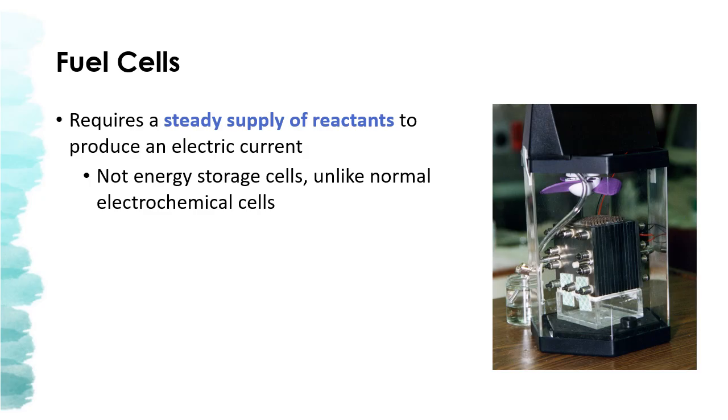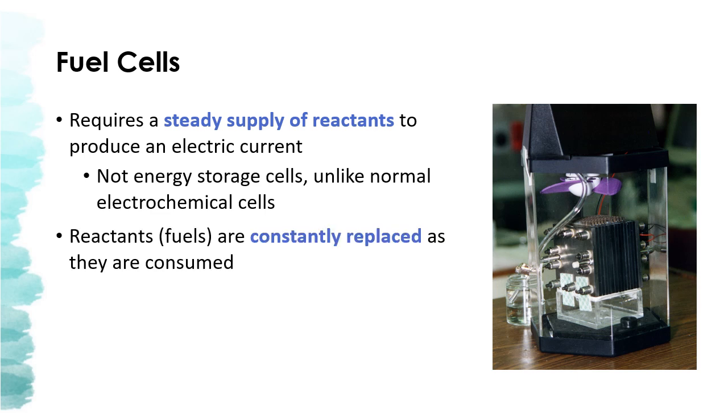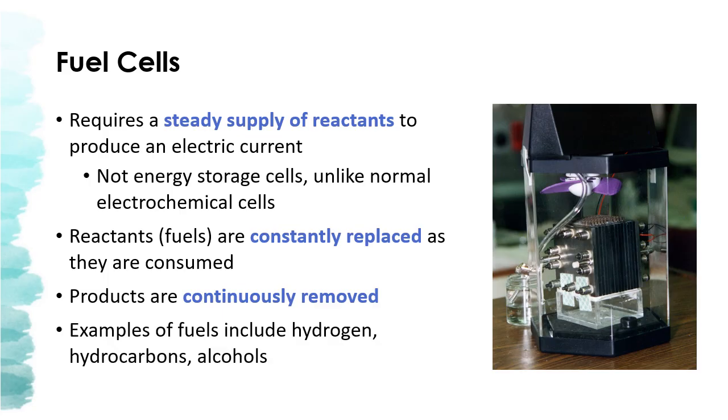Like what I said in the previous slide, there is a real fuel involved in this galvanic cell. So there will be a steady supply of the fuel, which is the reactant. The fuel will be constantly replaced because it is chemically reacted. The products formed as a result of the reaction will be removed. Examples of fuel include hydrogen, hydrocarbons like petrol, and even alcohols.